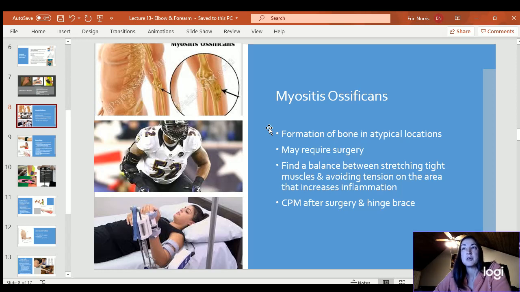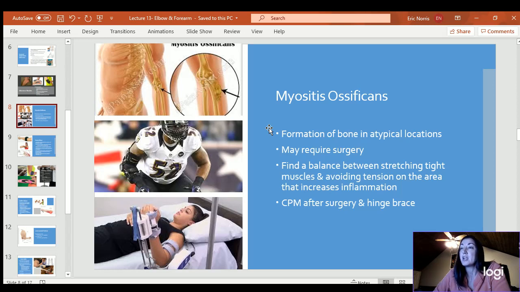But if they're wanting to avoid surgery, we could still treat the patient with stretching and modalities and things just to comfort them and help decrease any flare-ups. But in order to actually get rid of the bone development, you would have to have a surgery.